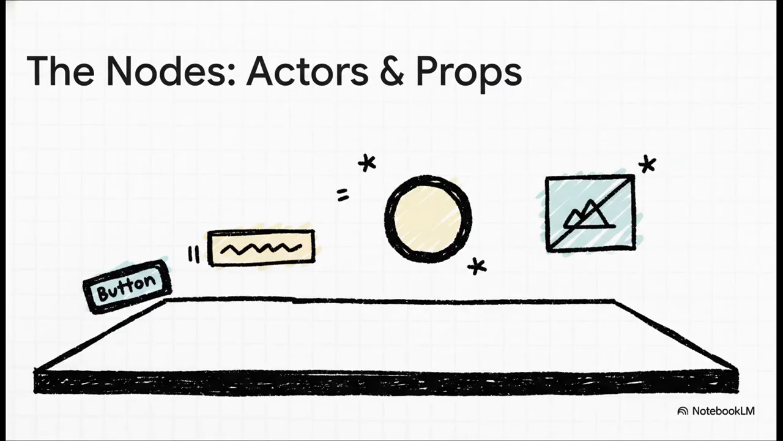All right, so we have our theater, we have our set. What's missing? The actors, the props. In JavaFX, these are called nodes. A node is basically anything you can see on the screen. A button, a piece of text, an image, you name it. They're the real building blocks of your user interface.